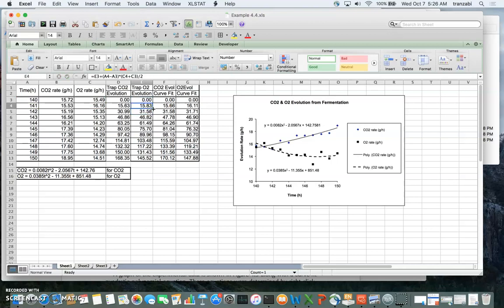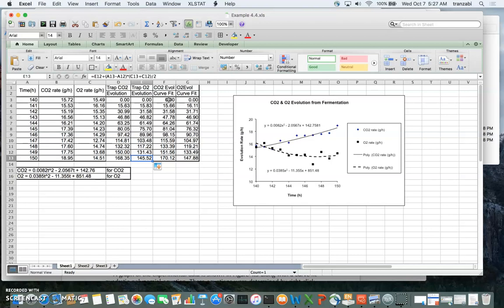I highlight this and drag it down. So this is going to be the total mass of oxygen taken up by the reaction. Okay. So now what we can do is compare our result with a sort of semi-analytical solution.